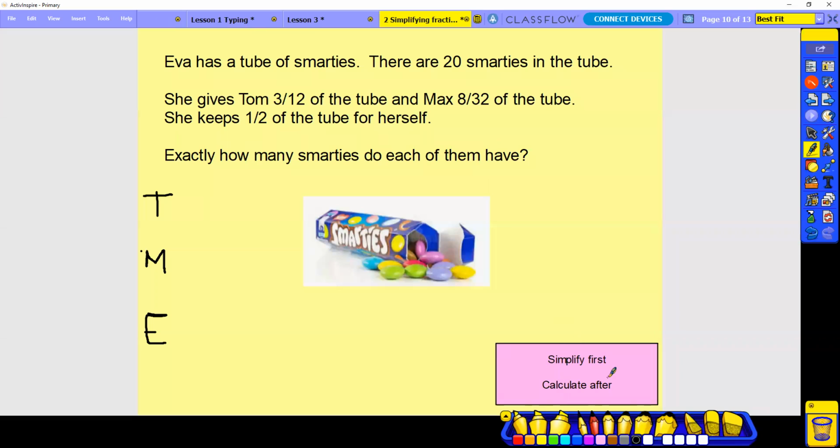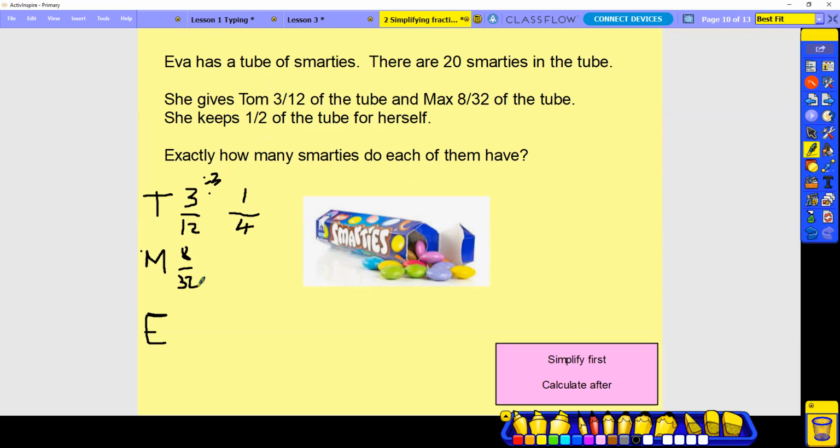Okay, so it says to simplify first and then calculate after. So Tom has got 3/12. Now let's simplify that fraction then. So we're going to divide both of these by 3, which gives us a quarter. Then good old Max, he's got 8/32. I'm not very good at writing this on a keyboard. It's very tricky. Right, 8/32.